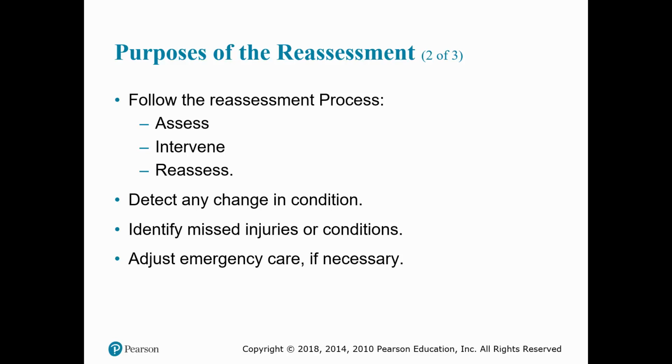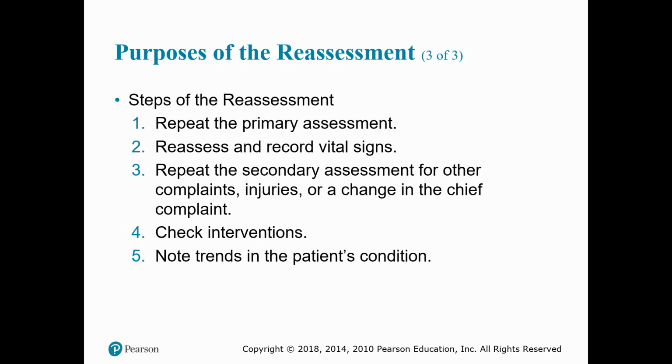Some of the steps of the reassessment: basically you're going to repeat the primary assessment and reassess and record your vital signs. Repeat secondary assessment for other complaints, injuries, or a change in the chief complaint. Check your interventions, make sure that they're working, and note trends in the patient's condition, whether they be good or bad. These are also going to be recorded every 5 minutes for unstable patients and with critical injuries, and every 15 minutes in the stable patient.